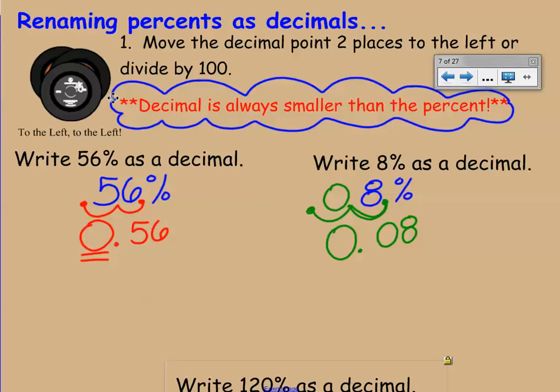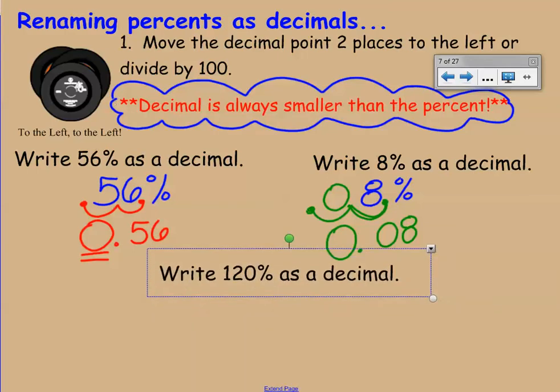All right, I have one more that's hiding down here at the bottom that I would like to move up so we can see that one as well. My last one for you today is we're going to write 120% as a decimal. So again, if I have 120, let's write that down with me. My decimal point right now is going to be here at the end of my number. I need to move my decimal again to the left 2 times. My decimal goes to the left, and it ends up being right there between the 1 and the 2.